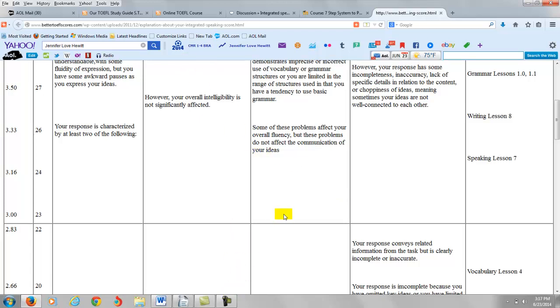In terms of lessons you might review, I'd like to have you take a look at speaking lesson number 7, which will give you some good tips on how to organize your ideas, and you should pay attention to the part of the lesson that talks about transition words. All right?